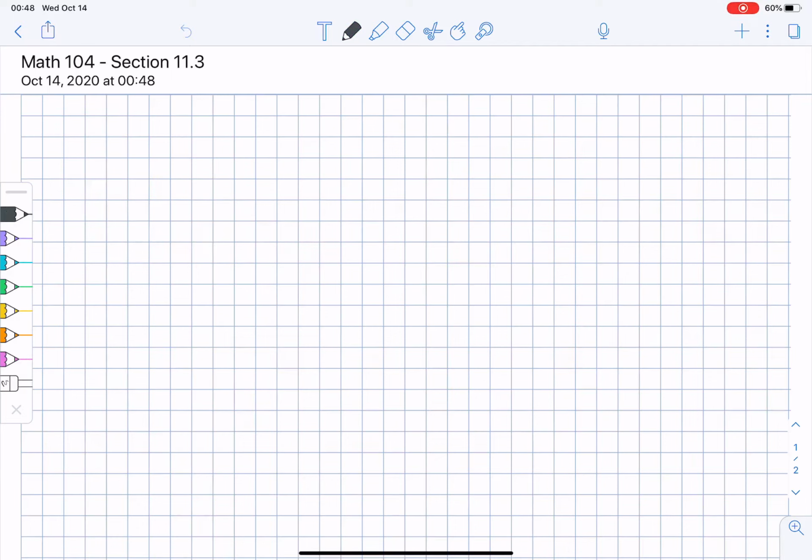Okay, so welcome to section 11.3, which is geometric sequences.